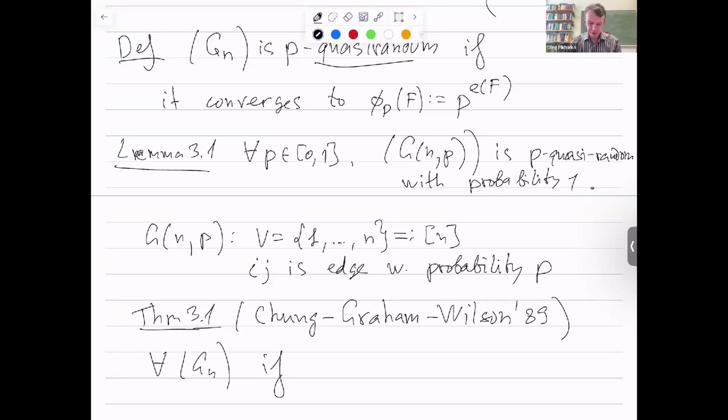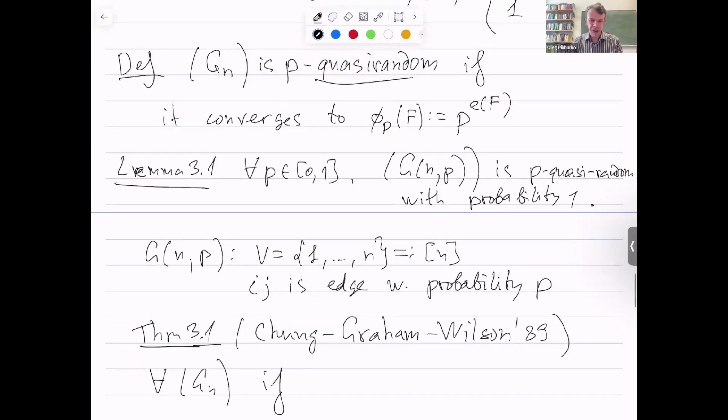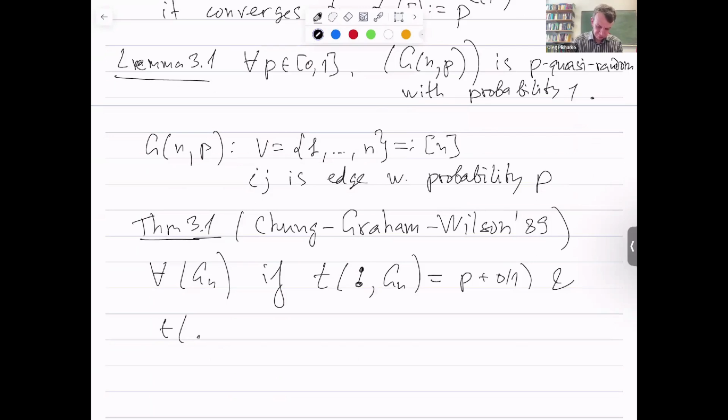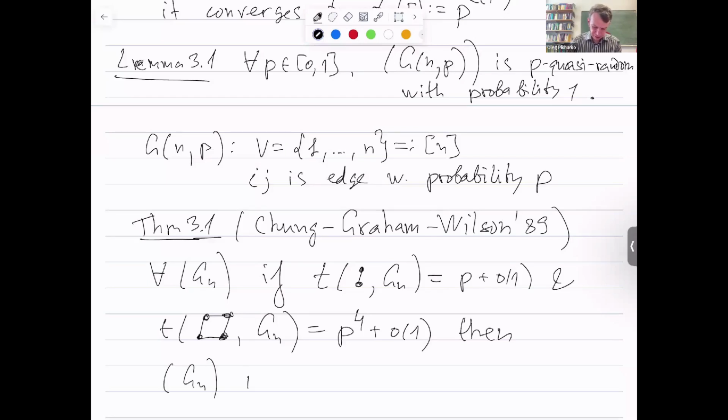So this is the definition of quasi-randomness: for every F, its density should satisfy this condition. It should roughly match the number of edges. But the Chung-Graham-Wilson theorem says that for this, it suffices to check only two F's, K2 and the 4-cycle. It says if the density of K2 in G_n is p plus o(1), and the homomorphism density of the 4-cycle in G_n as n grows is again what we wanted, p^4 plus an error term that tends to 0, then this G_n is p-quasi-random.